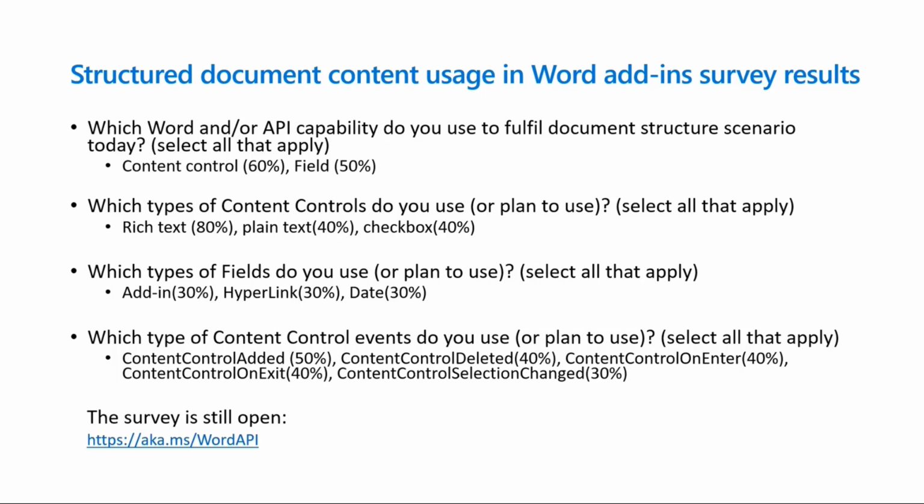For content control events, many partners are waiting for the existing APIs to be graduated from preview, and we are working on that. And there are also a couple of others listed there, but these 5 content control events are the top ones. So the survey is still open. You can still access this survey and provide your feedback if you want to share your background and how you use these with us.